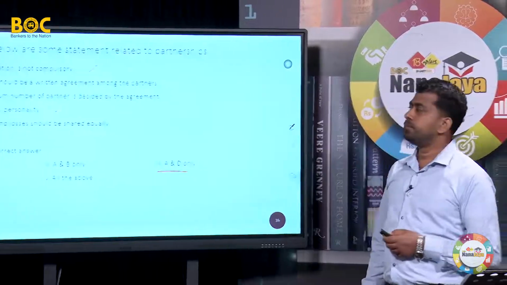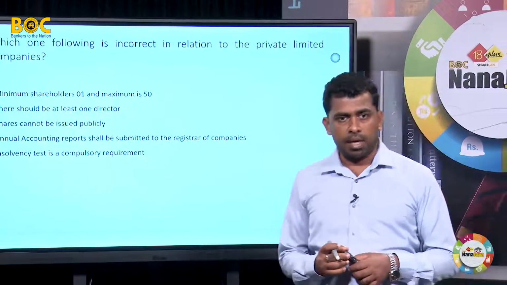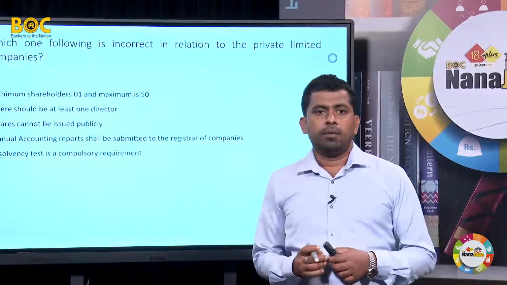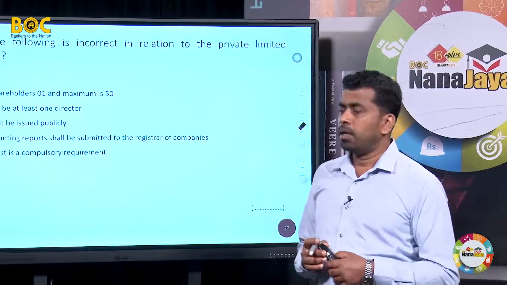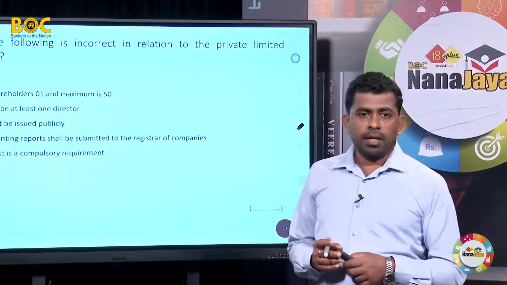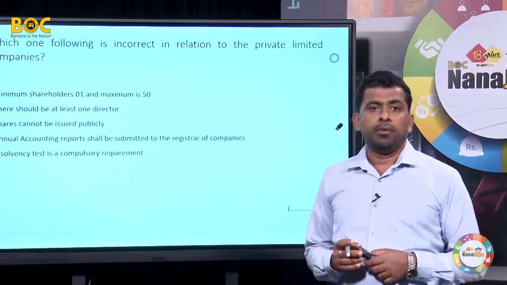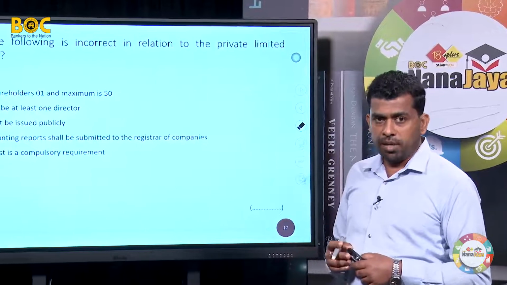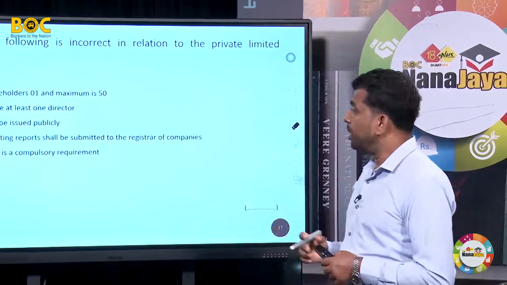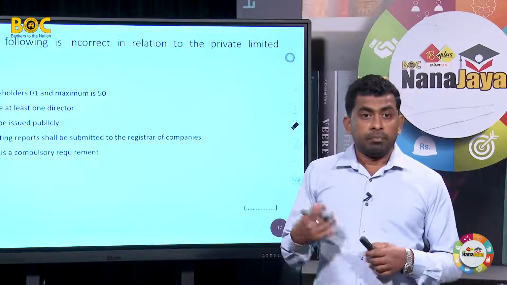Question number 16. Which of the following is incorrect in relation to private limited companies? There are a couple of special features of private limited companies. First, there are a minimum of 1 and a maximum of 50 members or shareholders. There should be at least one director. When writing the company name, the company type should be mentioned with the company name. Shares and debentures should not be issued to the general public, and an insolvency test is not a compulsory requirement before declaring dividends.